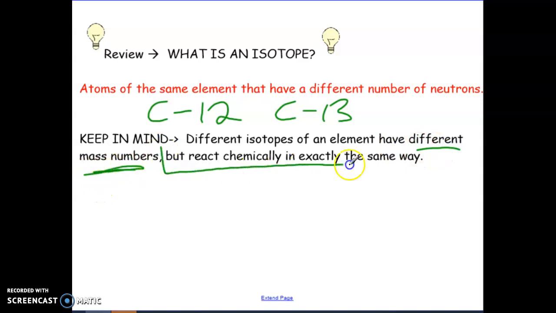But remember, and we covered this in the last lesson, when you have a chemical reaction with isotopes, they actually will chemically react in the same way. So if you have a chemical reaction with these 2 carbons, it doesn't matter. It won't change the outcome from your reaction.